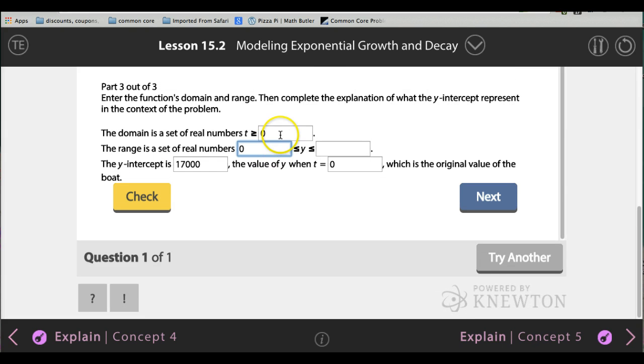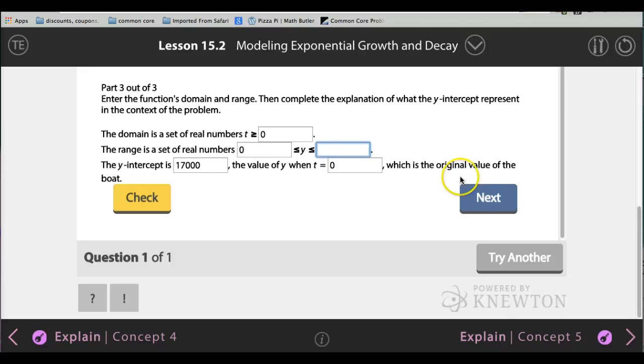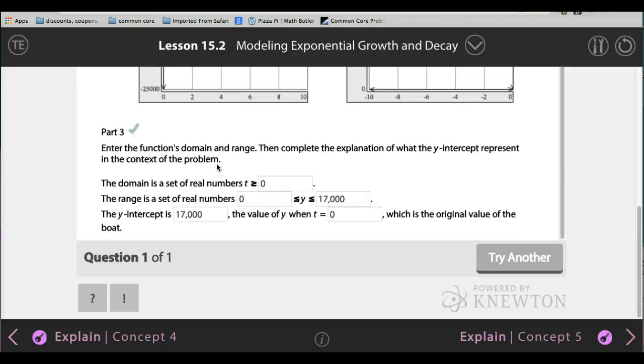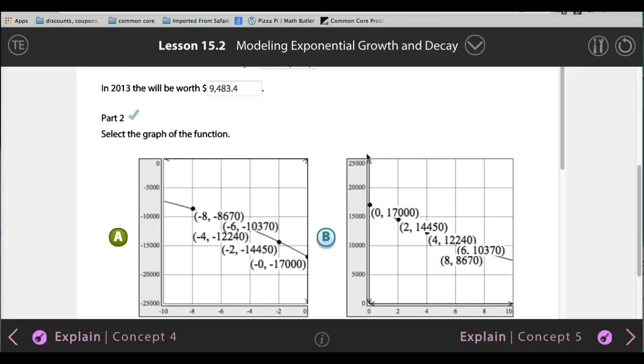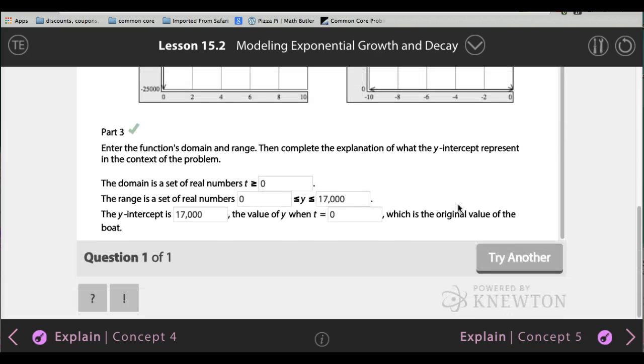So you have to start with 0 and go all the way to, well, is the graph going to go up higher than $17,000? No, because we are starting from $17,000 when you purchase the boat, and then the price keeps going lower and lower and lower. So we're only going to go up to $17,000. Okay, so let's go ahead and check our answer, and of course everything is correct. I really apologize for not plugging in all the numbers here before checking, because now you're going to get confused because you think I did it wrong, but it's not wrong.